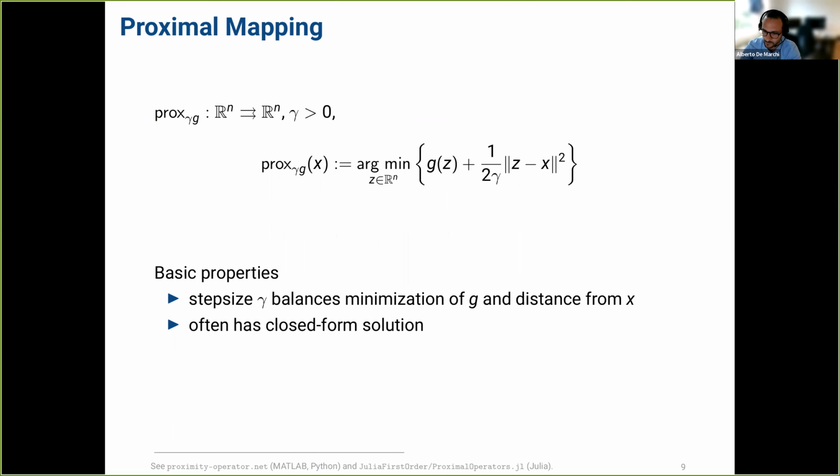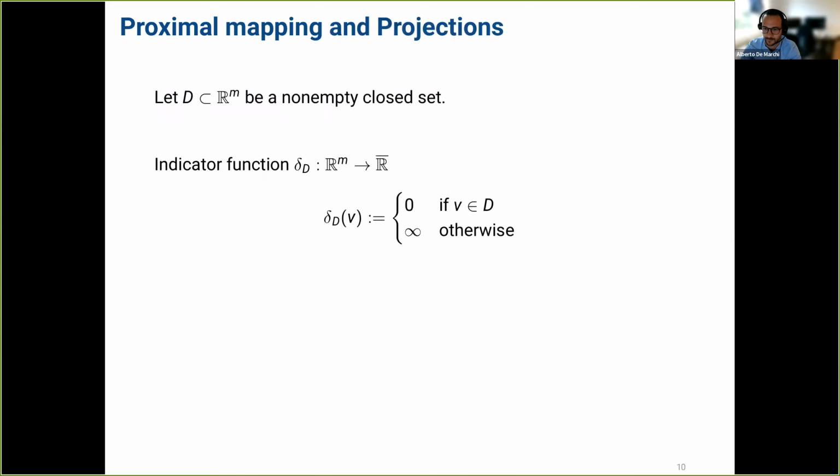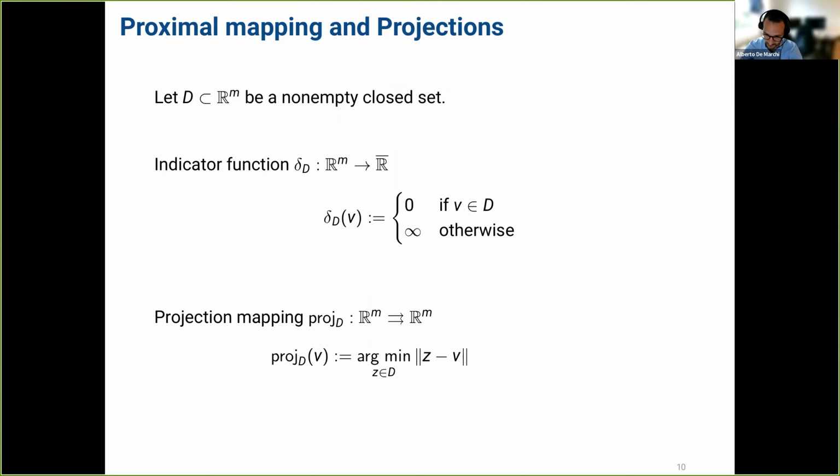Okay, and if you look at this definition, we also have that the proximal mapping is a generalization of projections. We can see it here. If we define the indicator function of a set D as 0 on the set D and plus infinity otherwise, then the projection onto this set D is in fact the proximal mapping of this indicator function. Just a more complicated way to say this.